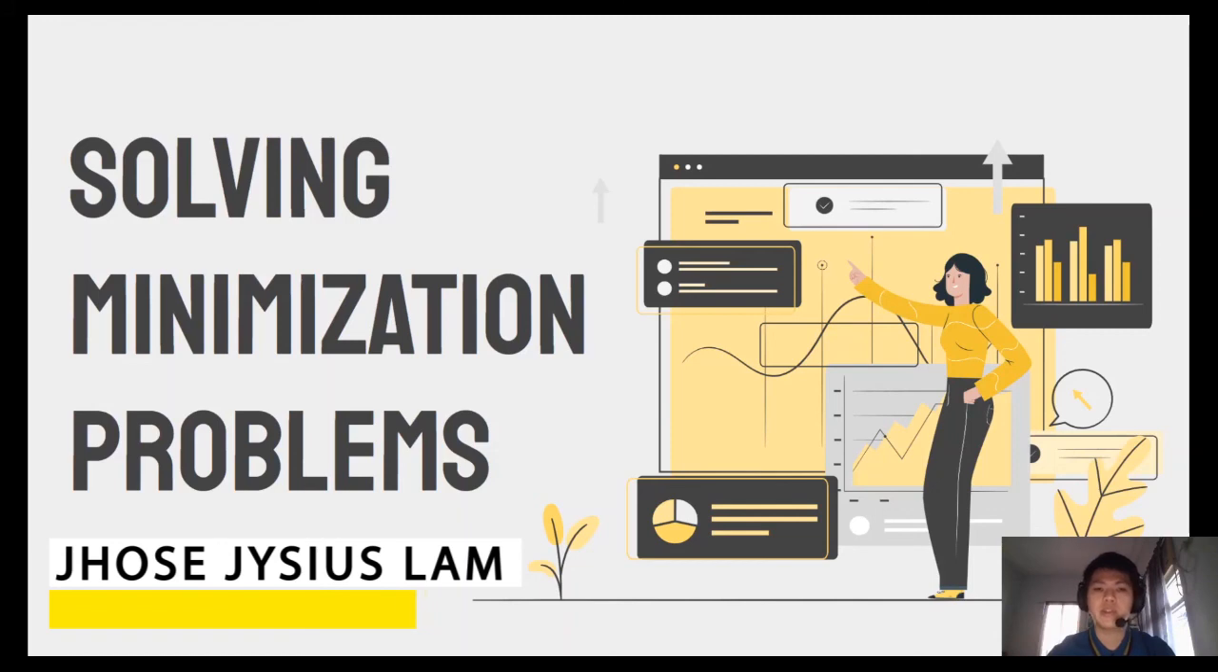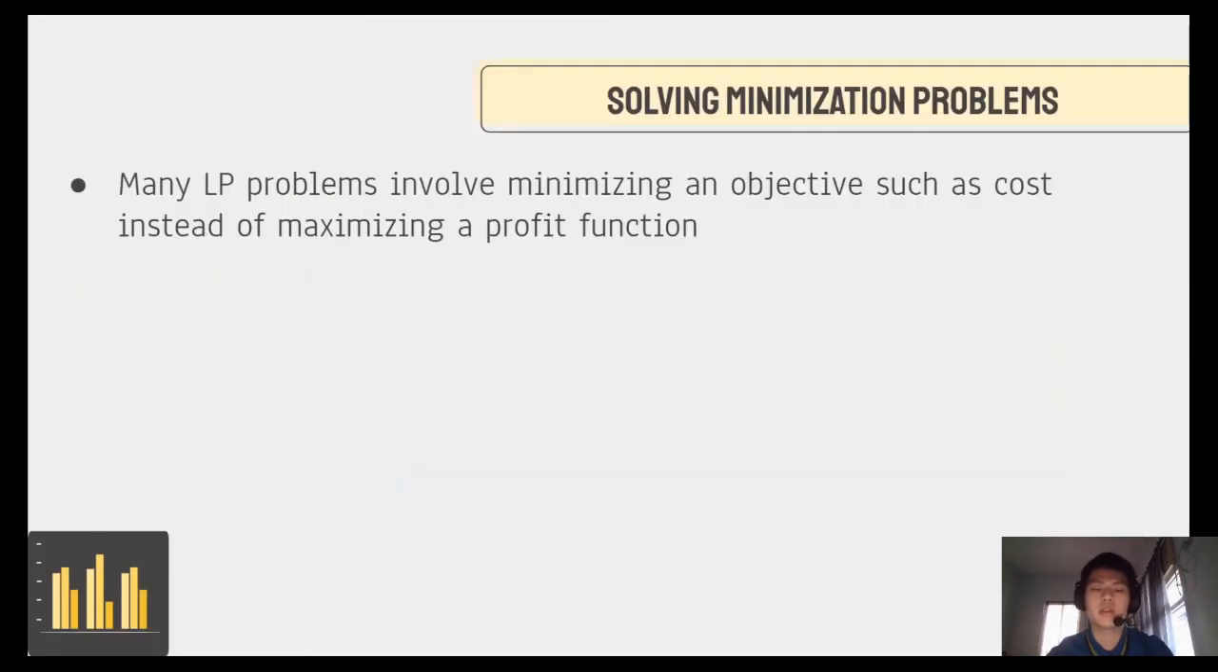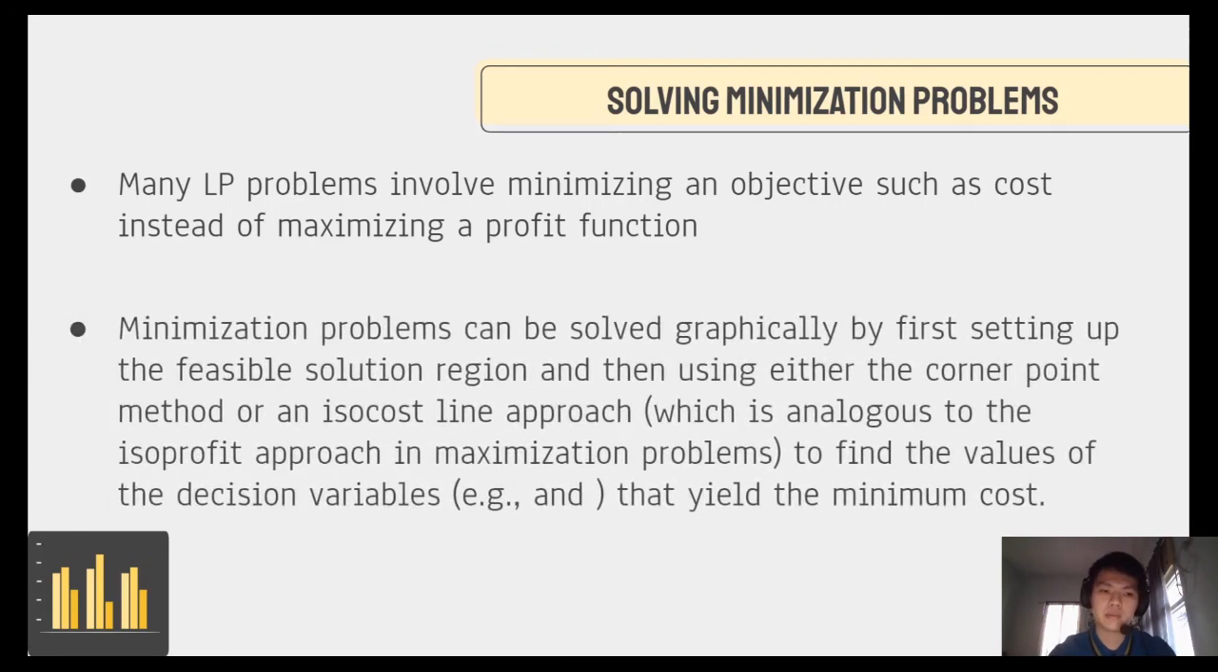Okay, so hi everyone. Today I'll be discussing my topic, solving minimization problems. Many linear programming problems involve minimizing an objective, such as cost, instead of maximizing a profit function. Minimization problems can be solved graphically by first setting up the feasible solution region and then using either the corner point method or an isocost line approach to find the values of the decision variables. So basically most of the problems that we will encounter in this chapter are more on minimizing the cost.